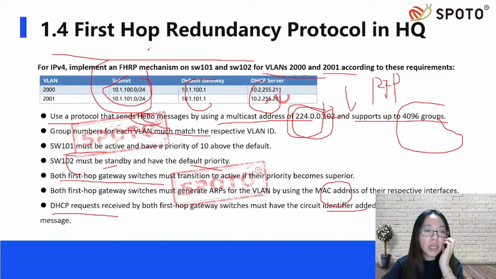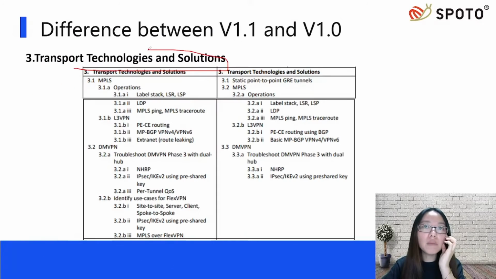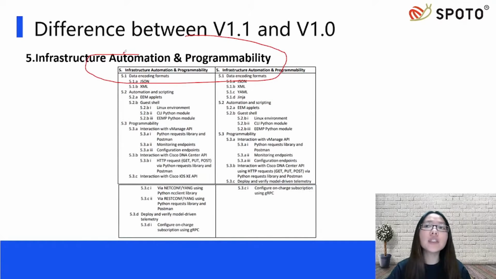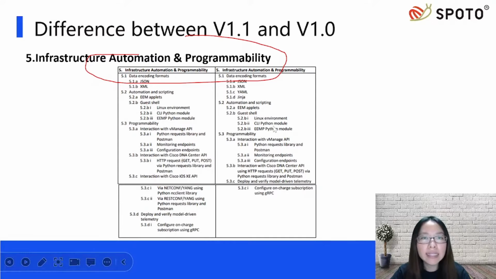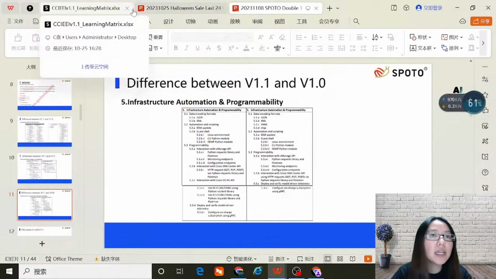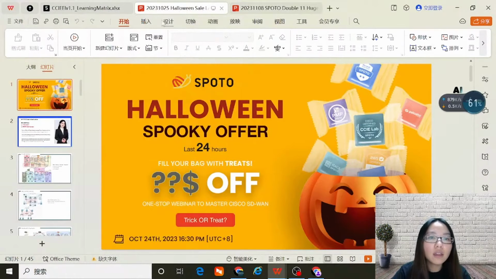In the modules of transport technology and solution, infrastructure, automation, and programmability, there are few test points, but it is not clear whether the difficulty of the test will increase. So if you want to take the new version of the EI Lab exam, we can first study the detailed syllabus. So you can see this.